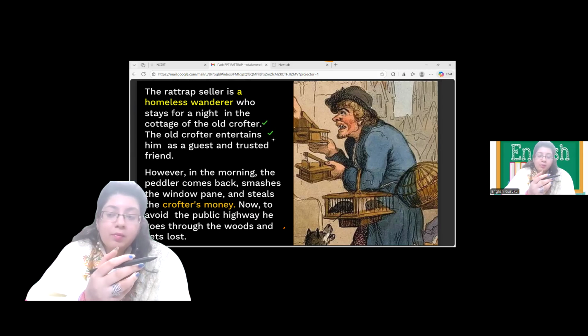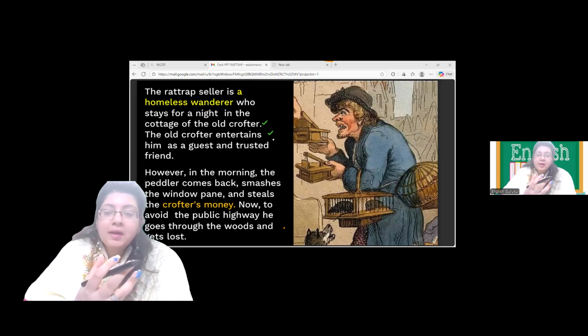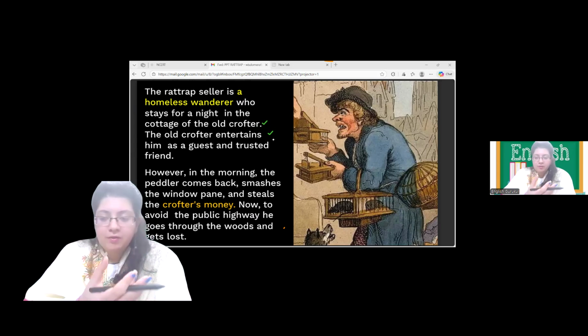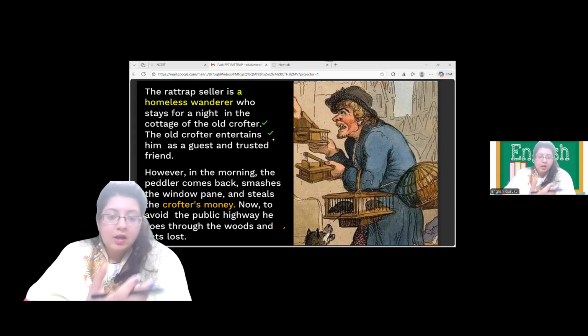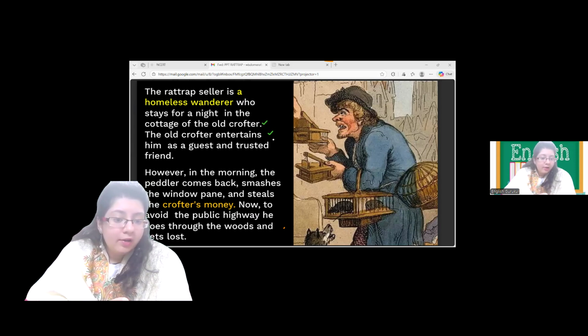Herein we get to see how one should not trust anyone just like that, blindly. One should not have so much trust that one just opens up about oneself, and he also opened up, and he also gave him shelter, not only to help, but because he was also lonely. He was not married, so he did not have a wife, and therefore he wouldn't have any children either. So he was all alone in his cottage, and therefore he also wanted company, and he got that company through the rat trap peddler when he came. So he really entertained him and took care of him, he trusted him, and he considered the rat trap peddler as his friend.